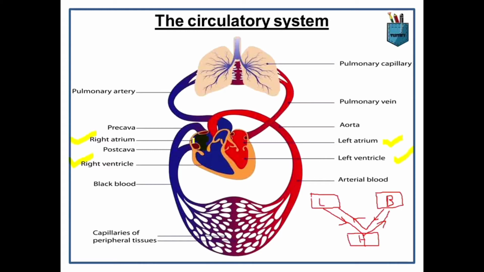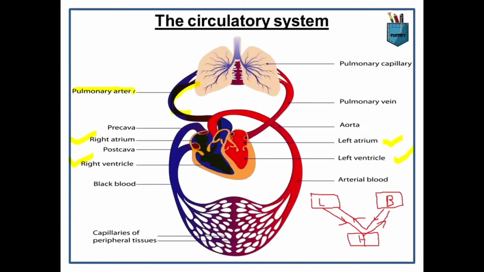The blood from the body parts above the heart comes through the superior vena cava, and the blood which comes from the body parts below the heart comes to the right atrium through the inferior vena cava. Then from the right atrium it passes on to the right ventricle, and from the right ventricle it is pumped to the lungs, where the blood is oxygenated, where oxygen is mixed with the blood. This passage is done through the pulmonary artery.